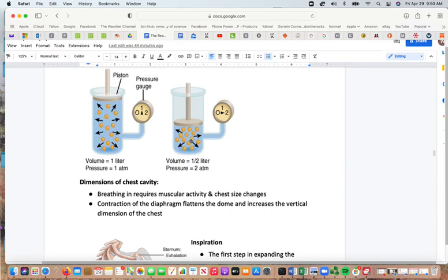Breathing in requires muscular activity and chest size changes. When you breathe in, you're basically putting it in this position to lower the pressure to pull air in. Contraction of the diaphragm is going to do a lot of this. It flattens the dome and increases the vertical dimension of the chest.